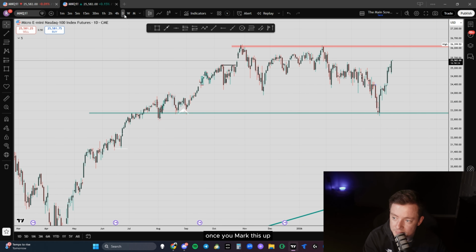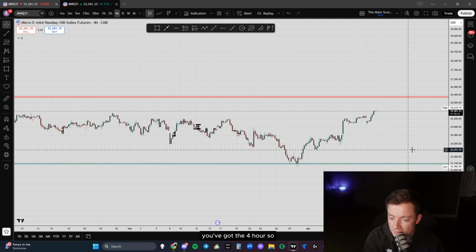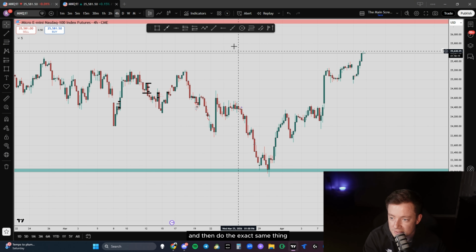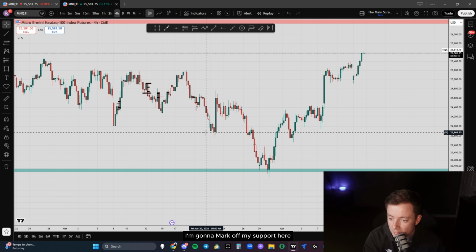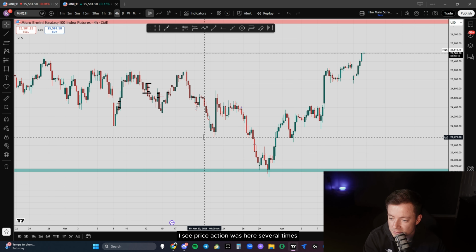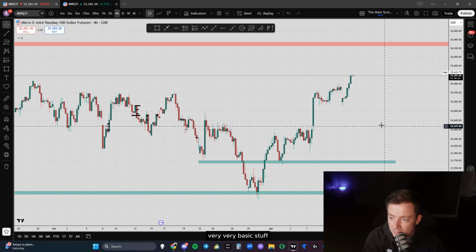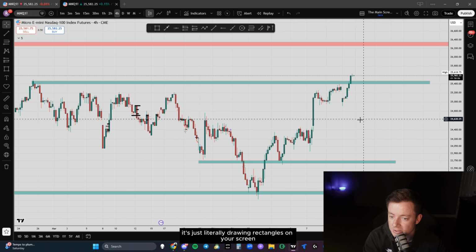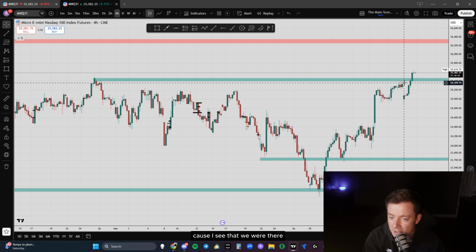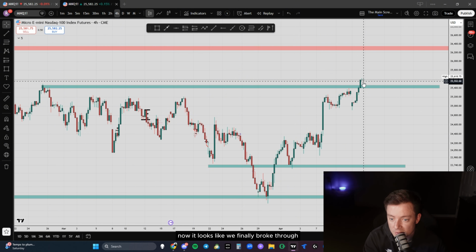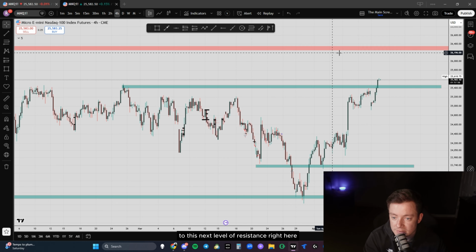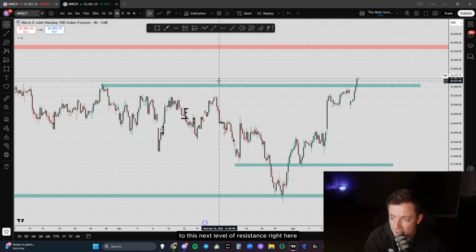Once you mark this up, you've got the 4 hour. So I like to go to my 4 hour and then do the exact same thing. I'm going to mark off my support here. I see price action was here several times. So I'm going to mark this off as my support. Very, very basic stuff. It's just literally drawing rectangles on your screen. I'm going to draw that there because I see that we were there. We were also here. Now it looks like we finally broke through. We could be going, as of right now, current price, to this next level of resistance right here.